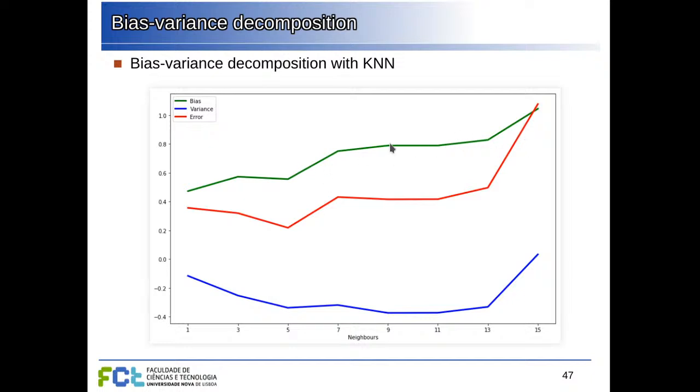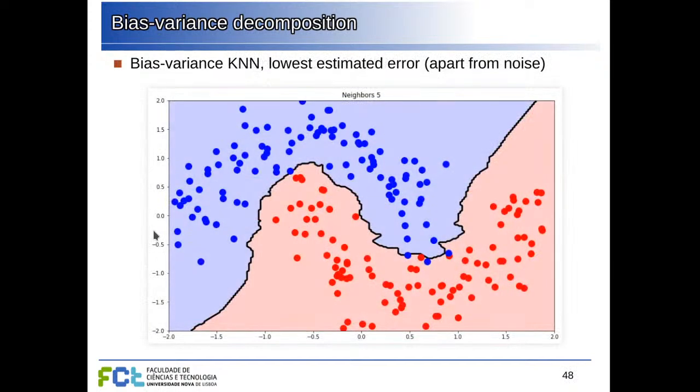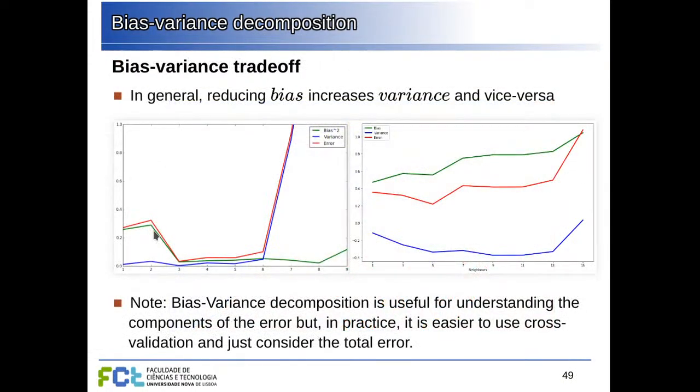Bias keeps increasing, and with fewer neighbors, we start overfitting because then the variance is contributing more to the error. So this is basically how we can decompose bias and variance and look at what's happening to the error. So this would be for the best number of neighbors there, estimated by the bias and variance decomposition.